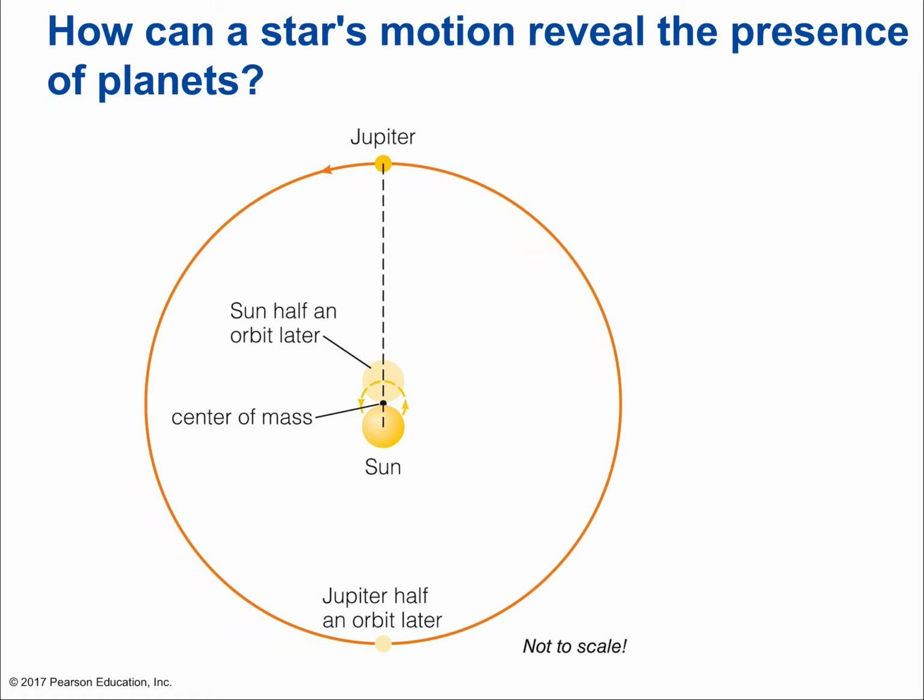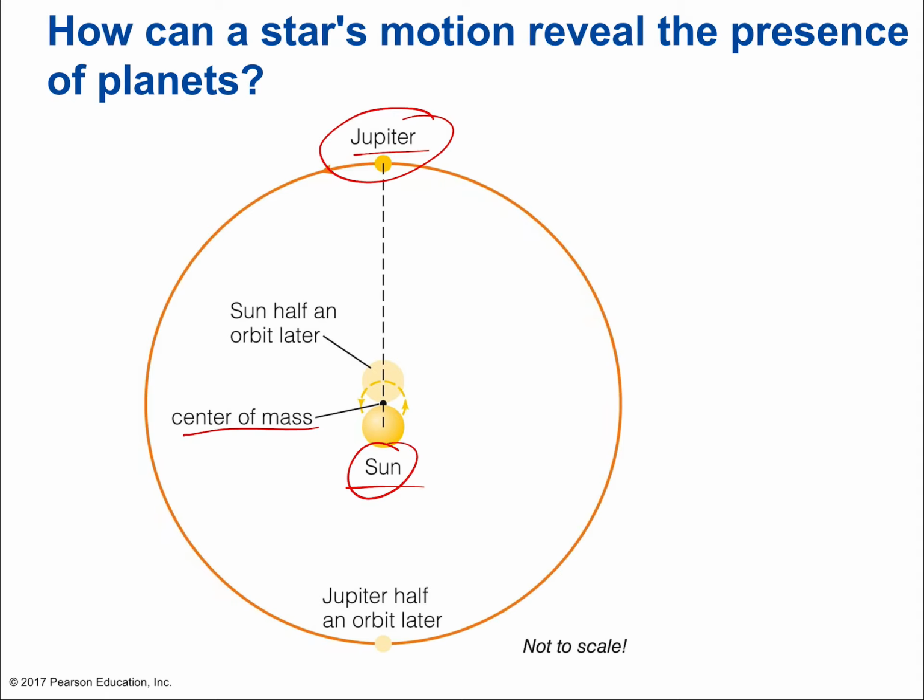All right, so let's consider our own solar system, considering Jupiter and the sun. It turns out that when you have a two-body system, like just the sun and Jupiter, the center of mass, the balance point between the sun and Jupiter, is not at the center of the sun. We think of the center of the solar system being the center of the sun, but it's not really.